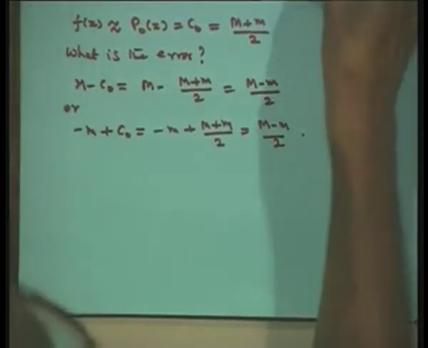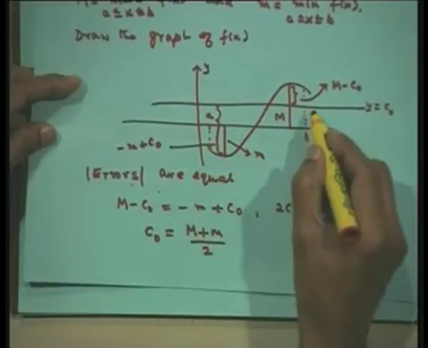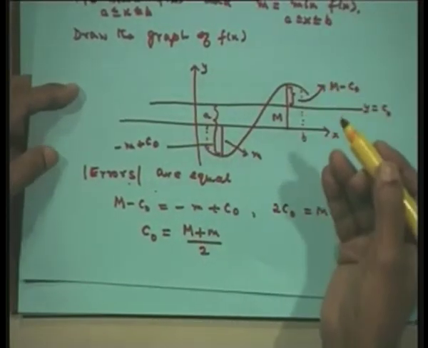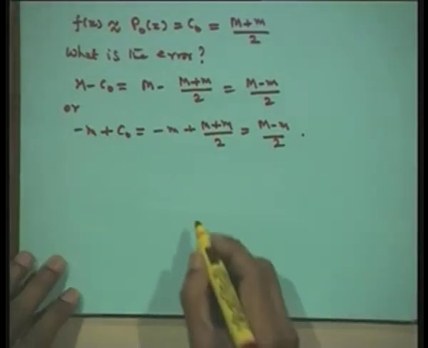Now, it is not necessary that the graph of the function should be like this, the graph could be above the x axis also. Let us see what would happen in that case. Let us draw the graph.